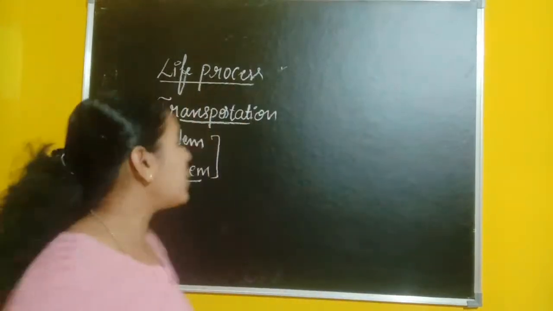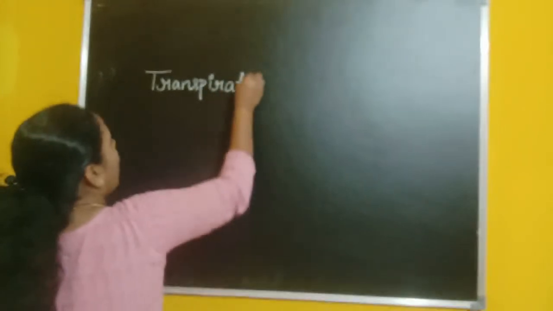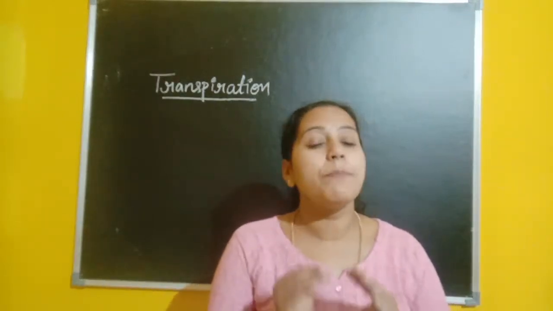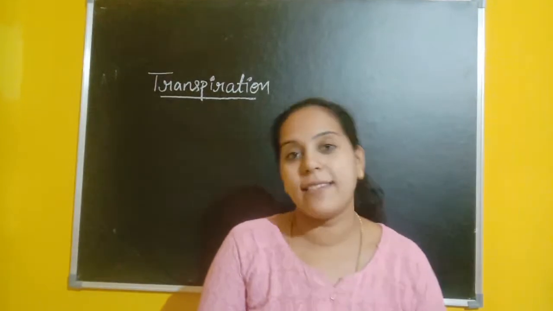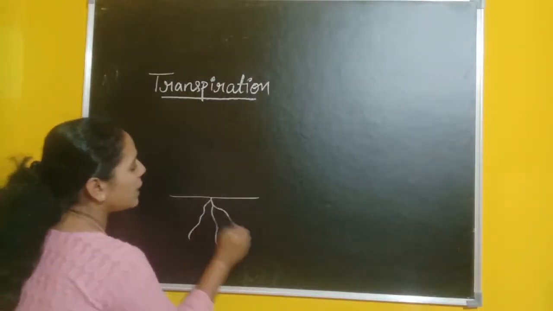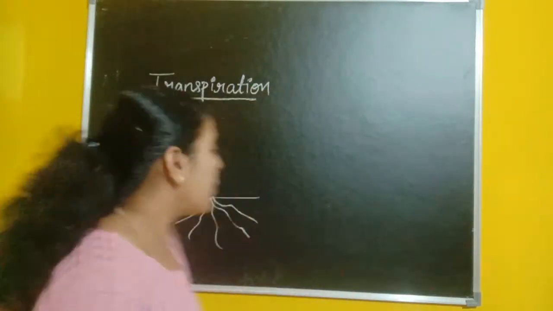First, let me explain transpiration. How does the transpiration, the movement of water and minerals, take place in the plant? For carrying water and minerals, the plant has specialized vascular tissue called xylem. Here in the plant, the xylem is present. Let me draw a small structure so that it is very easy for you to explain in the exam if you remember this sketch.